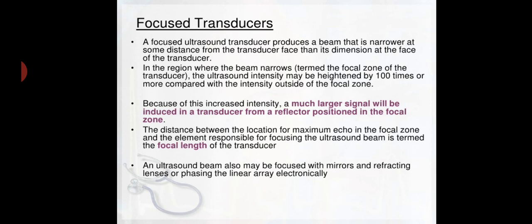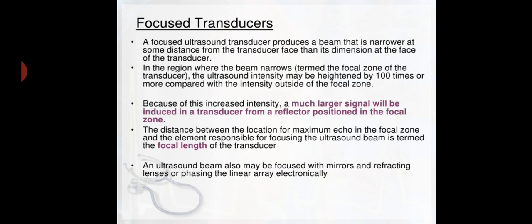In the region where the beam narrows, the ultrasound intensity may be heightened by 100 times or more compared to the intensity outside the focal zone. Because of this increased intensity, a much larger signal will be induced in the transducer from a reflector positioned in the focal zone. The distance between the location for maximum echo in the focal zone and the element responsible for focusing the ultrasound beam is termed the focal length of the transducer.